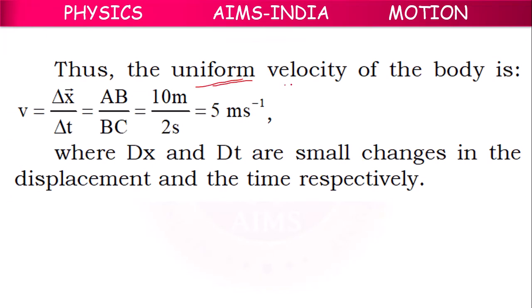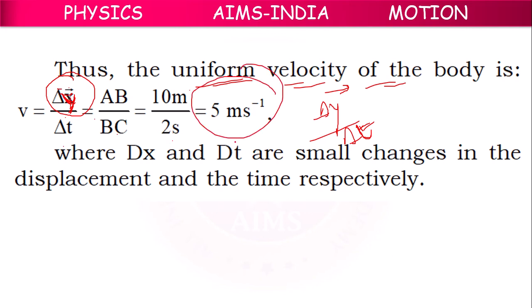Thus the uniform velocity of the body is delta y bar by delta t, because the displacement is along the y direction. Here displacement is a vector, so we denote it as delta y bar, while time is a scalar, so we simply write delta t. Delta y bar by delta t equals AB by AC equals 10 by 2 equals 5 meters per second. This is the uniform velocity.